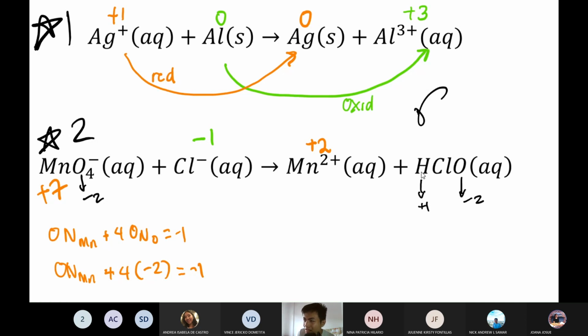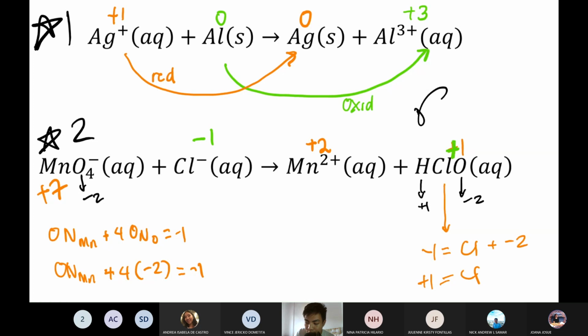Ayun. For this one naman, you have the Cl. Okay. Cl here is, so that's negative 1 equals Cl plus negative 2. So Cl is equals to positive 1. Hypochlorite to eh. Okay. So, this is the answer. Ito yung answers natin sa oxidation numbers.